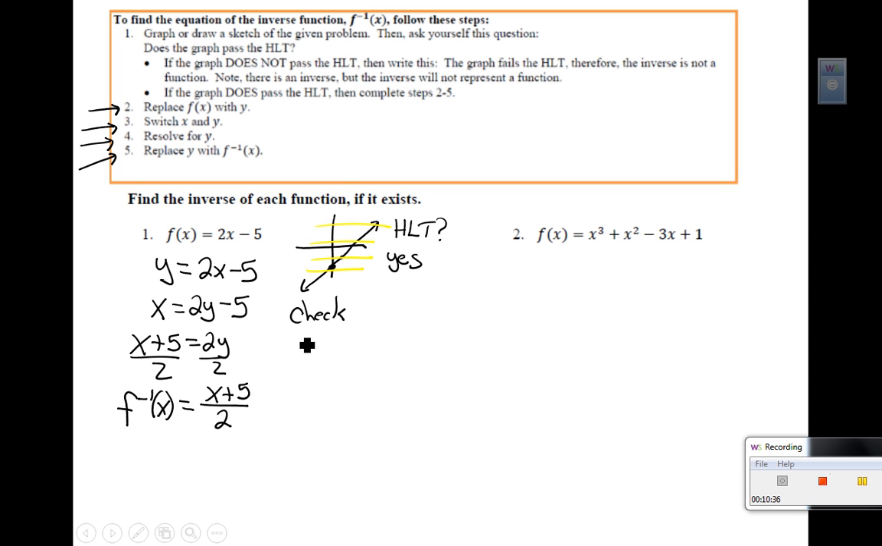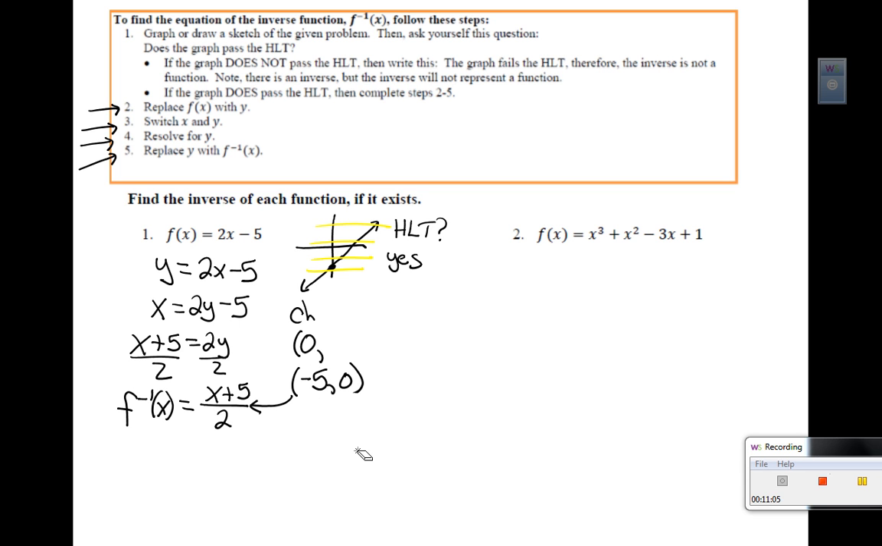Pick any number in the whole wide world. I'm going to pick 0. Plug 0 into the original. 2 times 0 is 0. 0 minus 5 is negative 5. Now, if you've done a good job, the point negative 5, 0 is going to work down here. Well, what's negative 5 plus 5? 0. 0 divided by 2 is 0. So an easy way to check. You don't have to, because it's not one of our steps, but that's all there is to it.